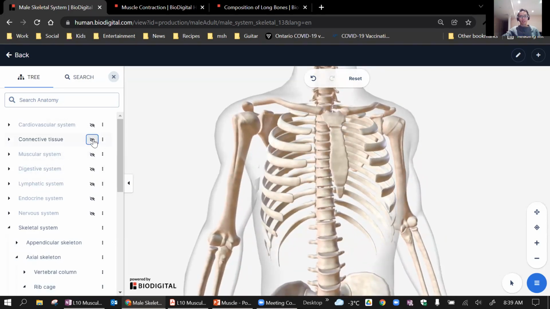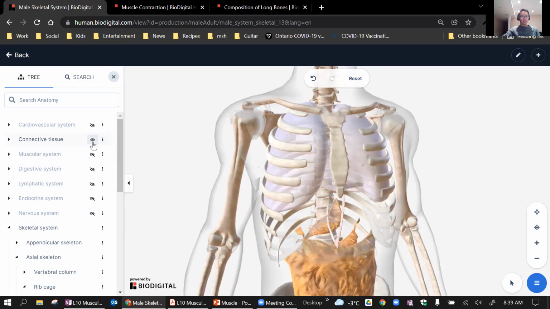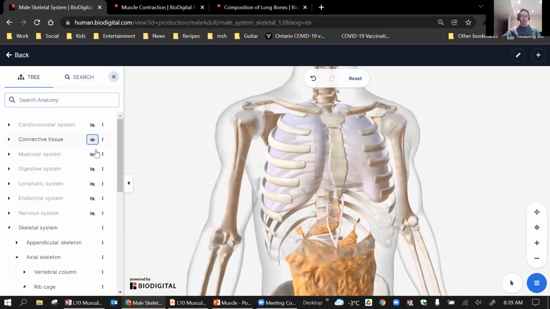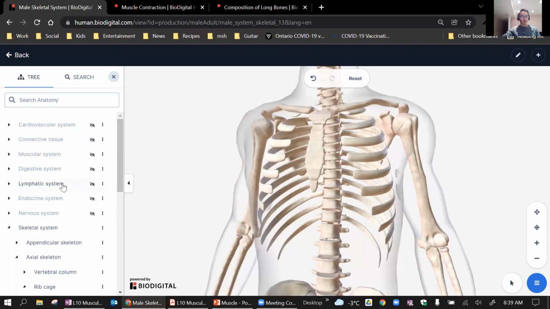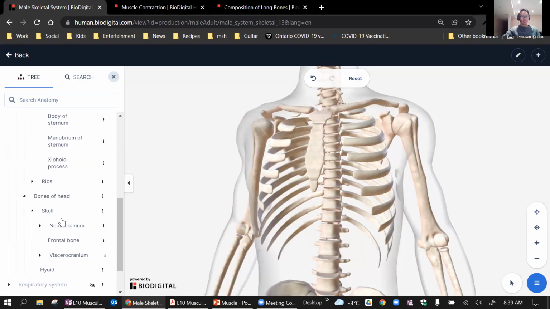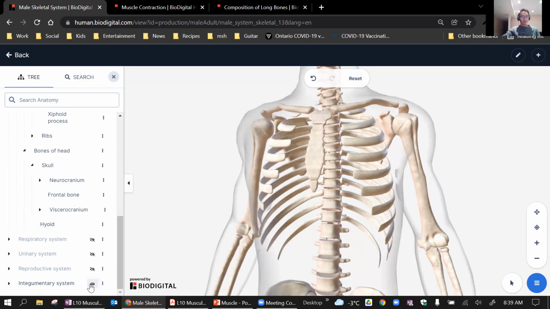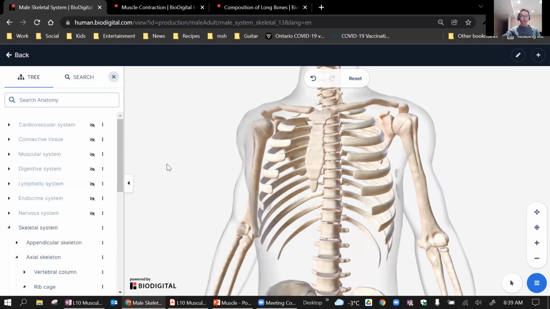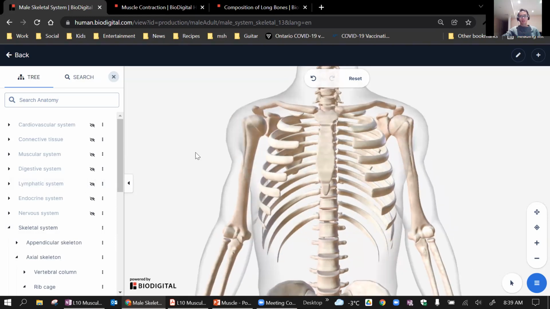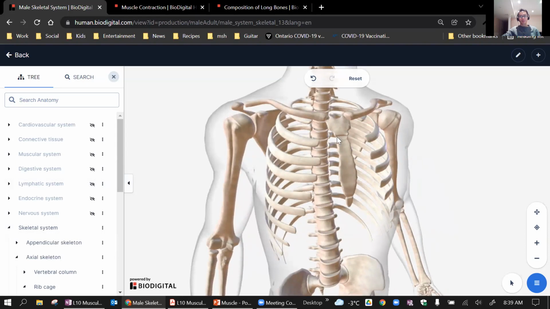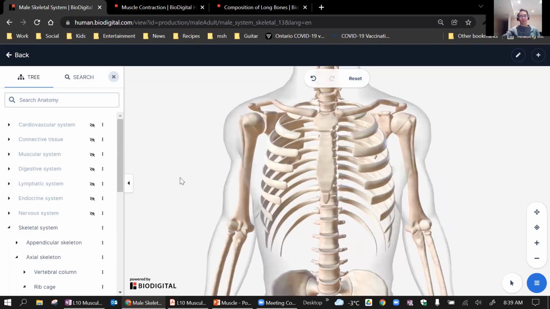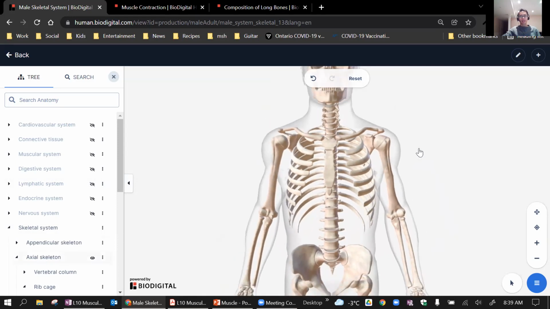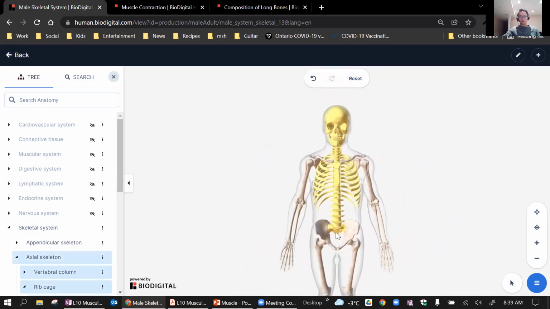Let me see if I can just put them back in for a second. Where are they? I don't know where the cartilage are. I'm not sure how to turn it on. Maybe here. No, that's the skin. I don't know why the cartilage is not showing. But yes, there is supposed to be cartilage that connects the ribs to the sternum. But anyways, the axial again includes the skull, backbone, vertebral column, and the rib cage.